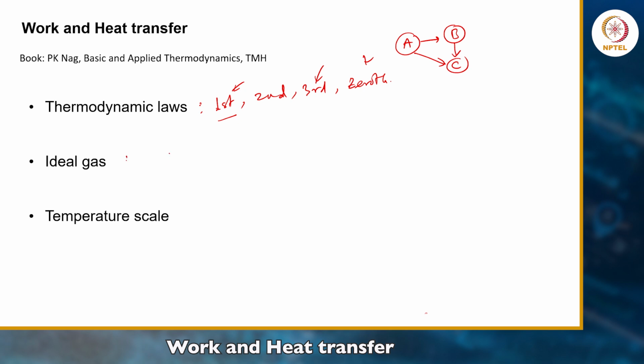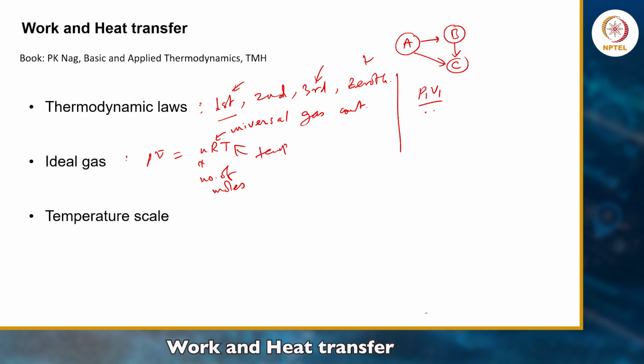In an ideal gas, the formula is PV equals nRT, where R is the universal gas constant, n is the number of moles, and T is temperature. For 2 states, P1 V1 by T1 equals P2 V2 by T2. These come from your basic equations, Boyle's law and Charles law.